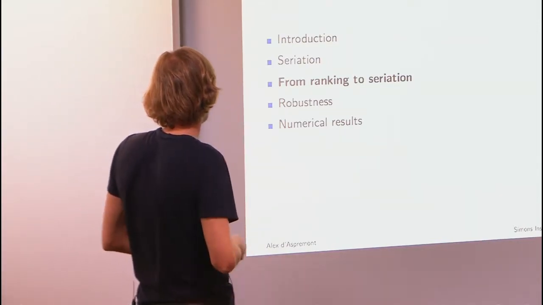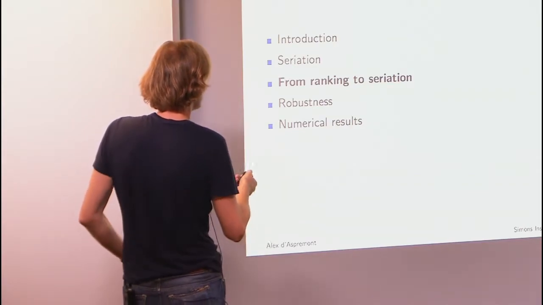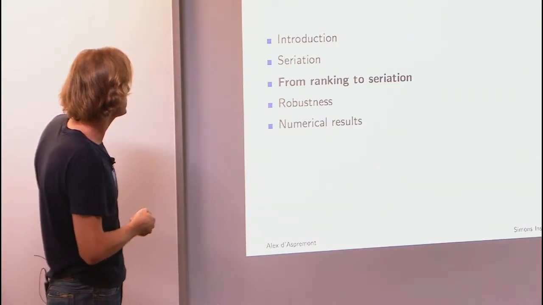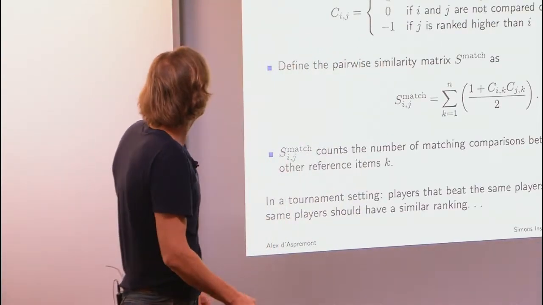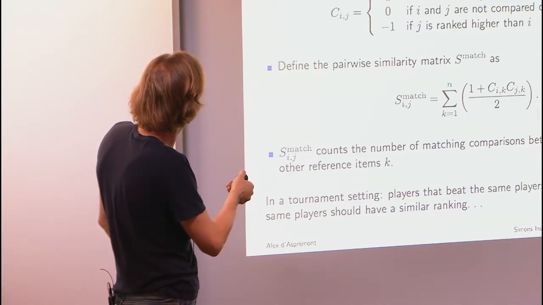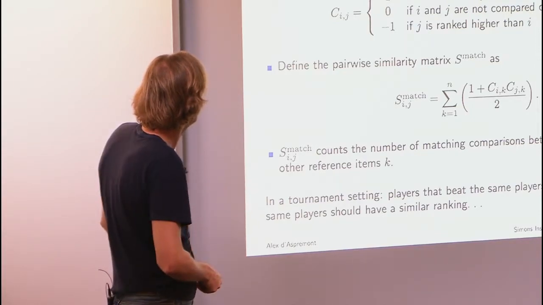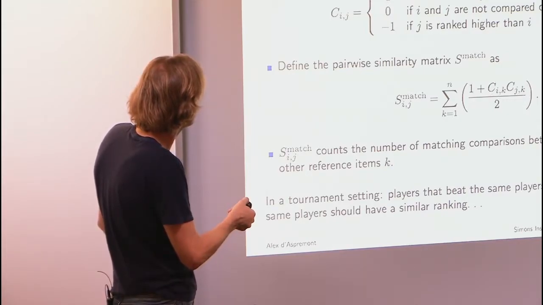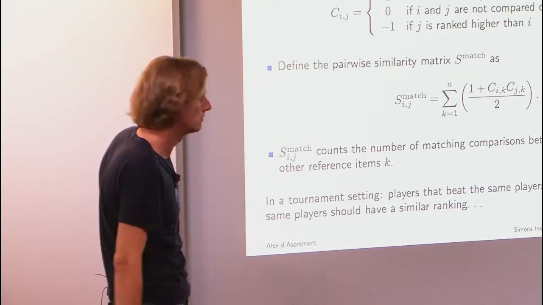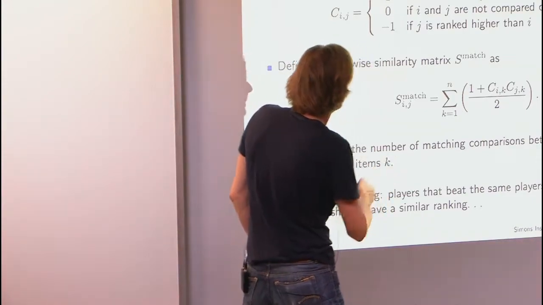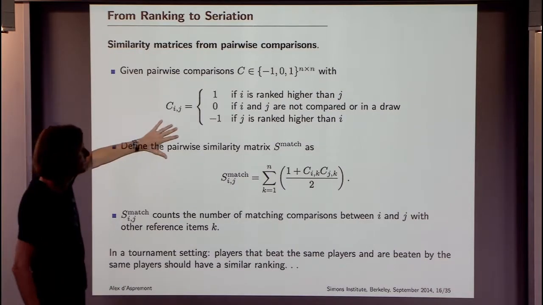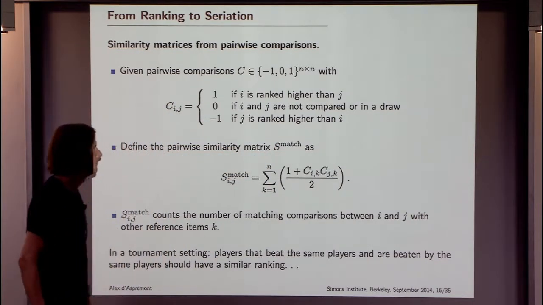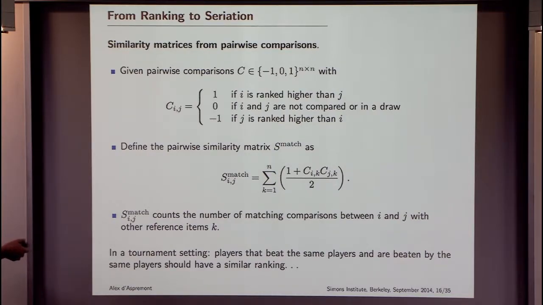Okay? So how do we go from this pairwise ranking, from pairwise preference information, to seriation? Well, the answer is deceptively simple. So suppose you store all your pairwise comparisons in this matrix C. C_ij is +1 if i is ranked higher than j, 0 if the comparison is missing or there's a draw, -1 if j is ranked higher than i, and so on. And you're going to define a pairwise similarity matrix S match as essentially this quantity here.